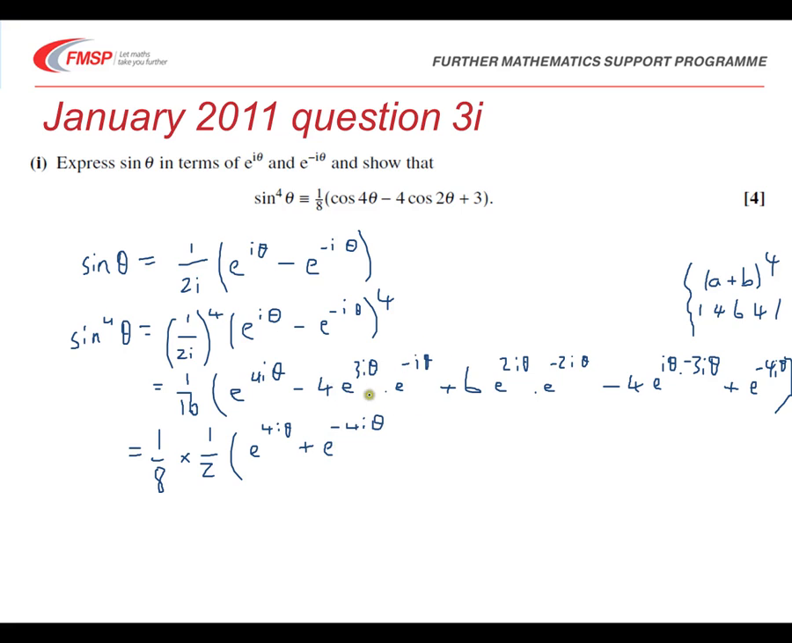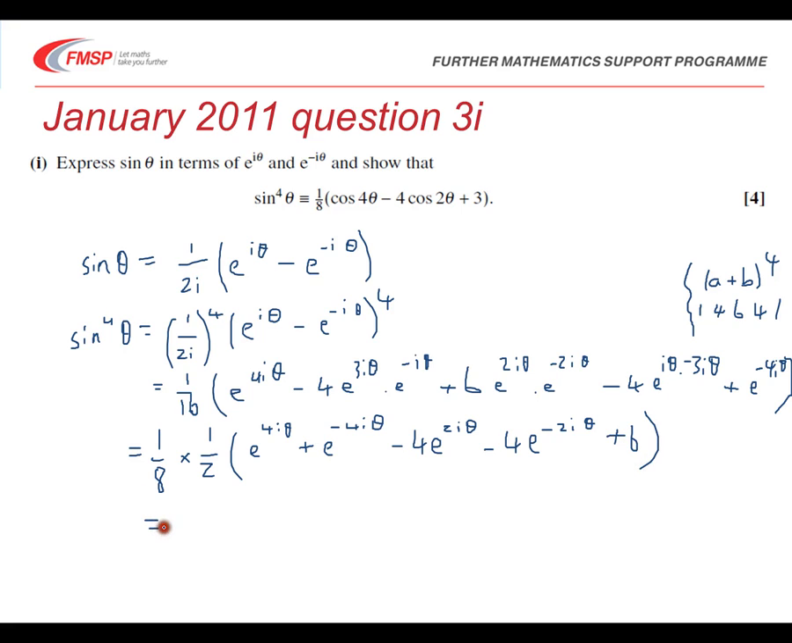That's going to come together into e to the 2i theta. So I've got minus 4 e to the 2i theta, and similarly from this one, minus 4 e to the minus 2i theta. And finally e to the 2i theta times e to the minus 2i theta gives 1. So that's plus 6.